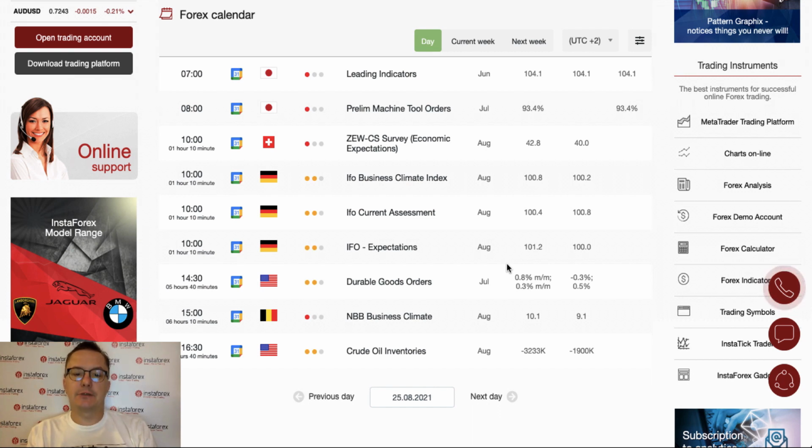And during the London session, we will have IFO data from Germany: business climate index, current assessment, and of course the expectations. Those might be the most important data for today. All of them are scheduled for release at 10 o'clock a.m. During the New York session, we have durable goods orders, scheduled for release at 2:30, and crude oil inventories scheduled for release at 4:30. And that's everything for the London session.